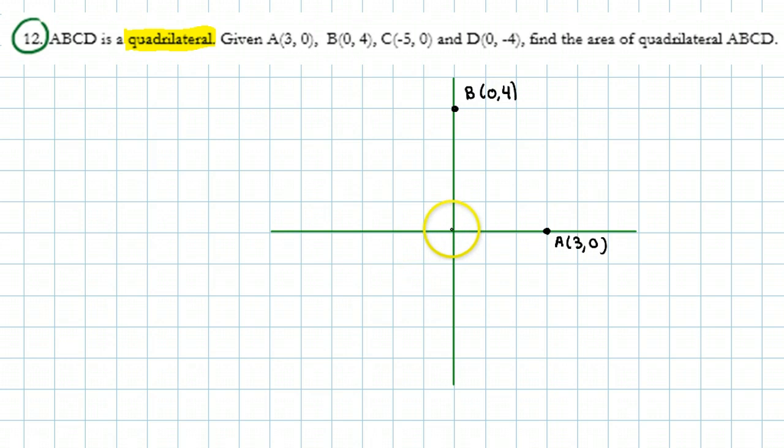C is negative 5, 0. 1, 2, 3, 4, 5. So there's C, negative 5, 0. And D is 0, negative 4. 1, 2, 3, 4. So there we go.